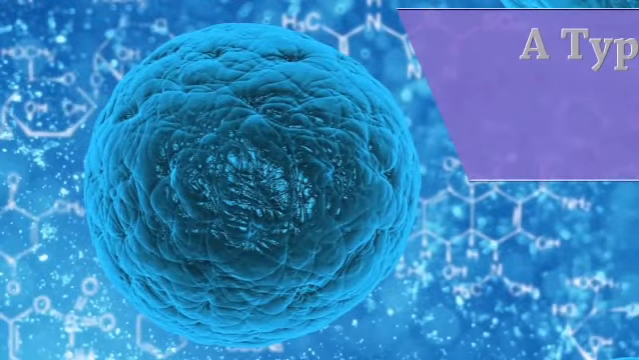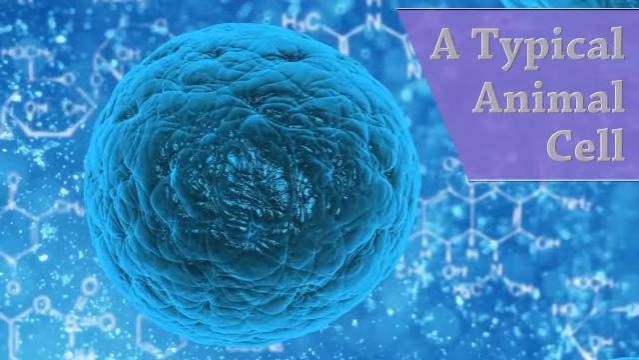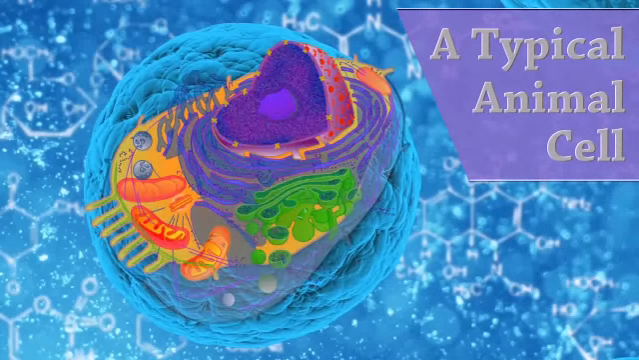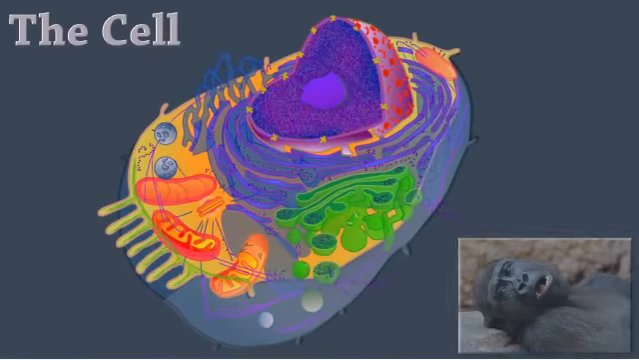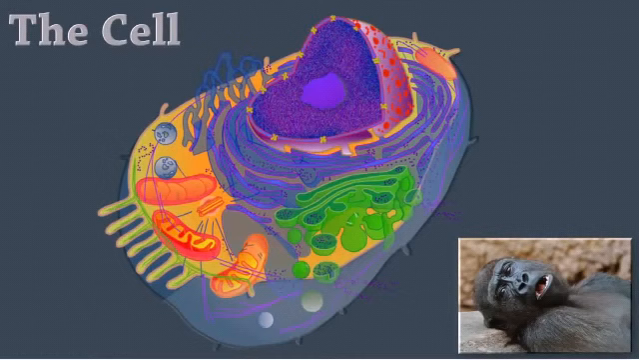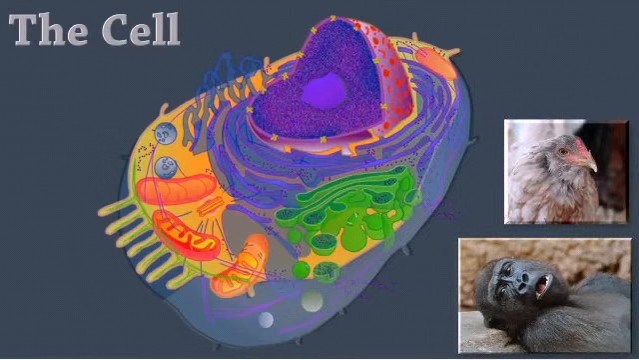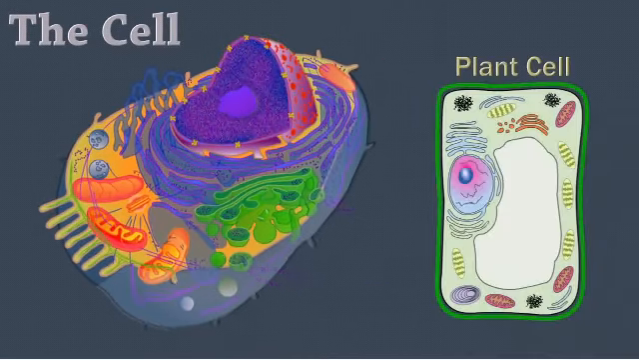Welcome to A Typical Animal Cell. In this video, you'll explore parts of an animal cell and the function of organelles. The cell is the basis for all life. It's the fundamental building block for all known living organisms. Unlike plant cells, animal cells lack a cell wall, so they come in a variety of shapes and sizes.